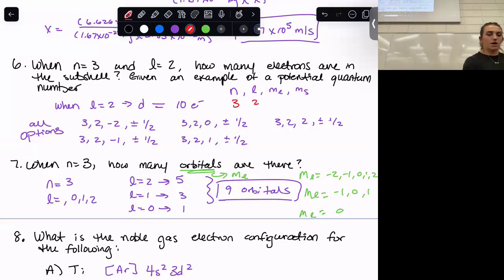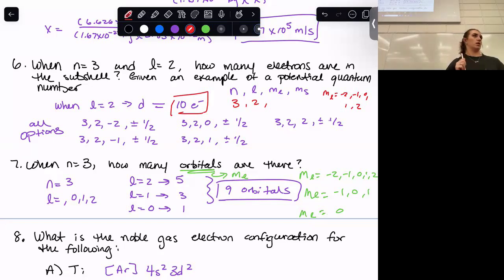Okay. So if L is equal to 2, what are the options for m sub L? Right, we have 5 options for m sub L. So if there's 5 options for the orbitals, how many total electrons can we have? We can have 10 total electrons. So that's where this 10 comes from. And then I gave the options, right? You have -2, -1, 0, 1, and 2. And then you have plus or minus 1/2 for each of those orbitals. So I wrote 5 options with plus or minus, giving you all 10 options for the quantum number.